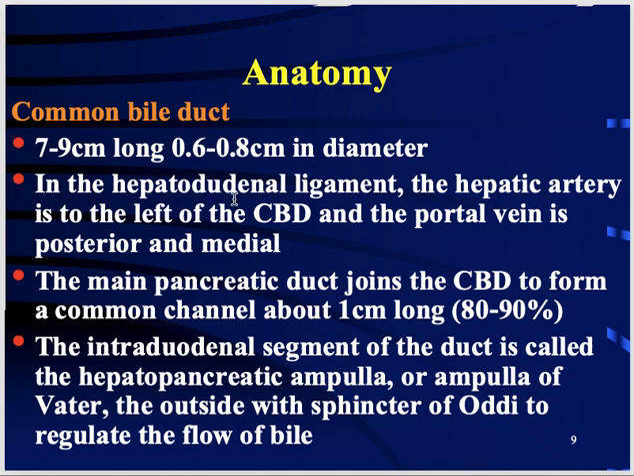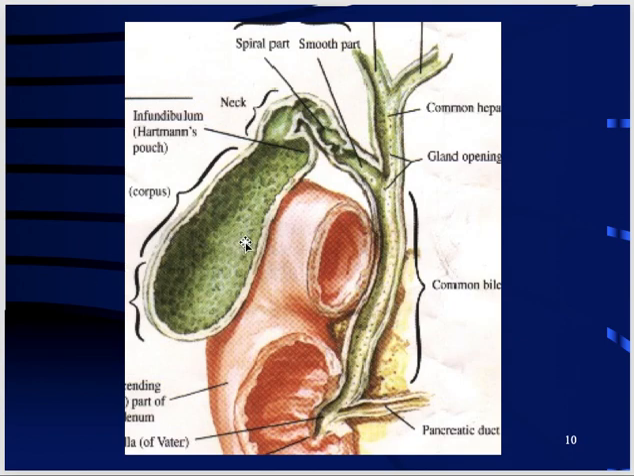And in the hepatoduodenal ligament, the hepatic artery is to the left of the CBD, the common bile duct, and the portal vein is posterior and medial. Now the main pancreatic duct joins the CBD to form a common channel about 1 centimeter long, and then of course it enters the duodenum. For example, you can see this one.